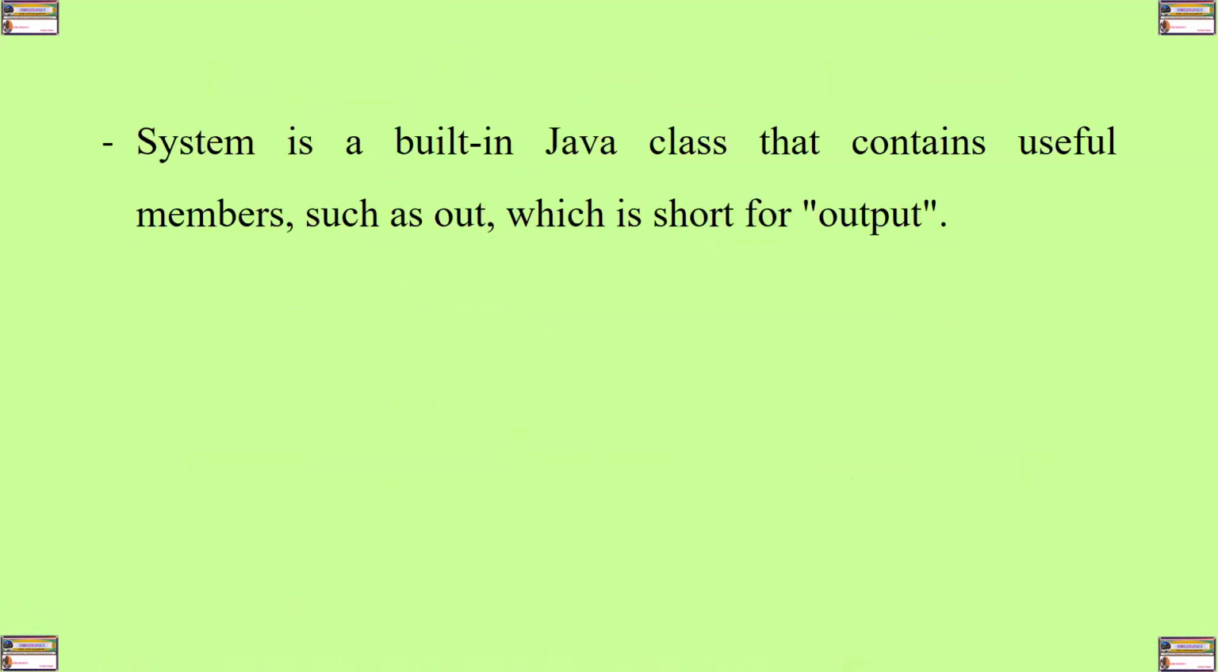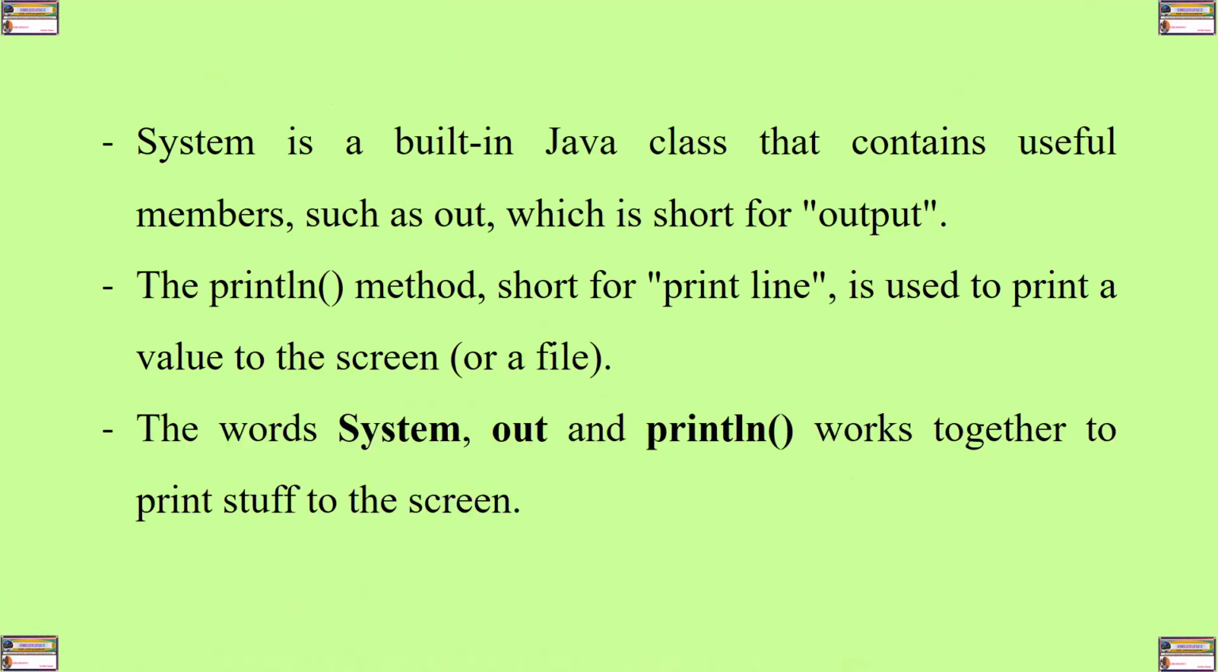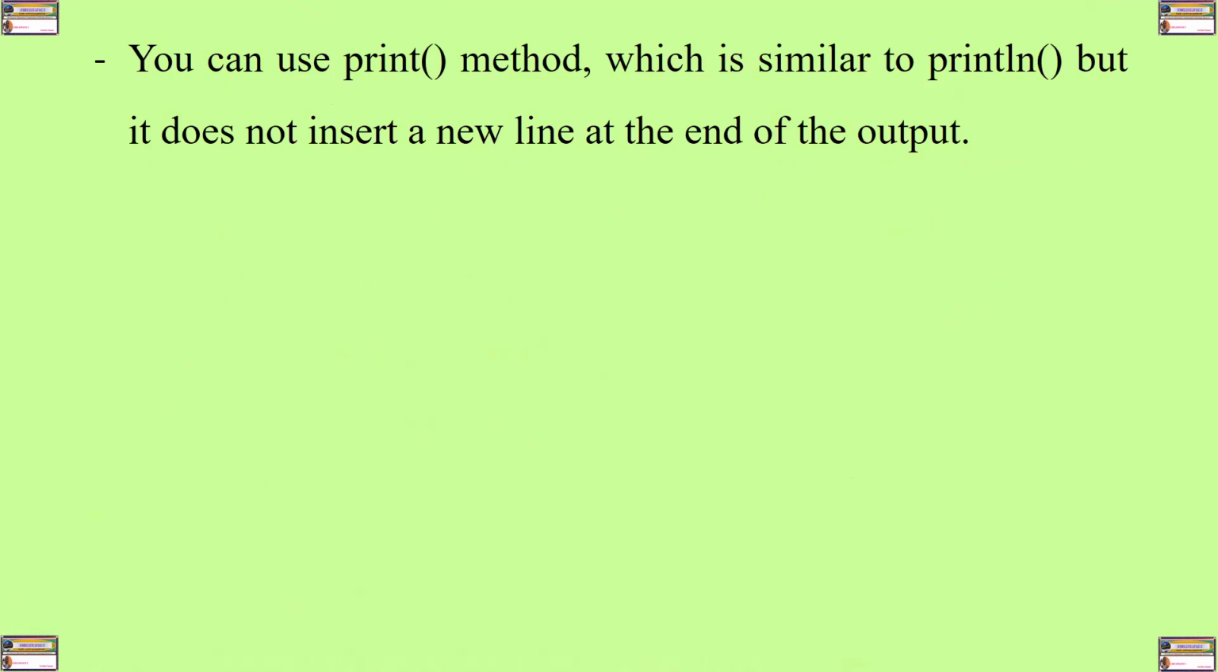System, in this case, is a built-in Java class that contains useful members such as out, which is short for output. The println method is short for print line. It is used to print a value on the screen or a file. The three, system, out, and println, work together to print the stuff on the screen. So the three are used in combination, just as we have seen.